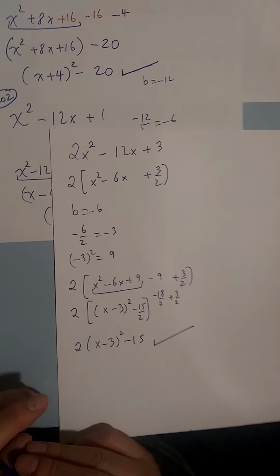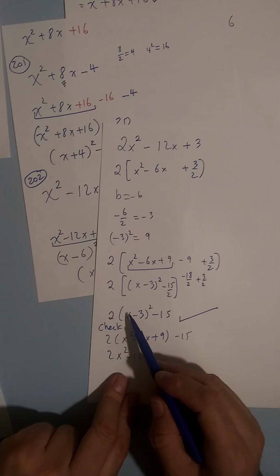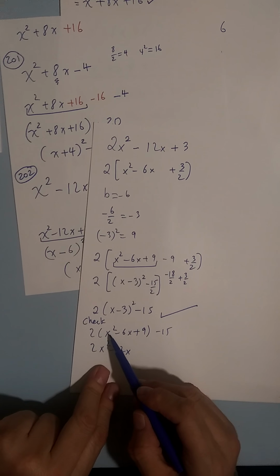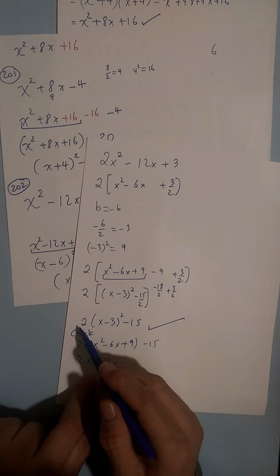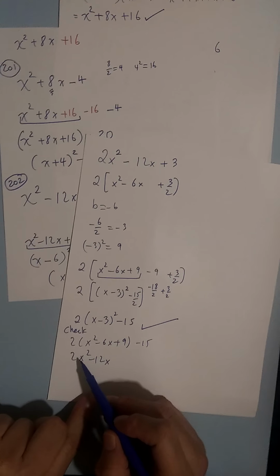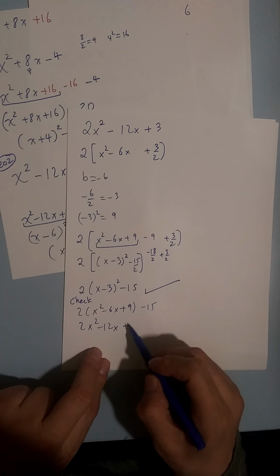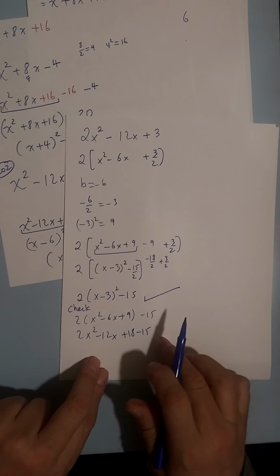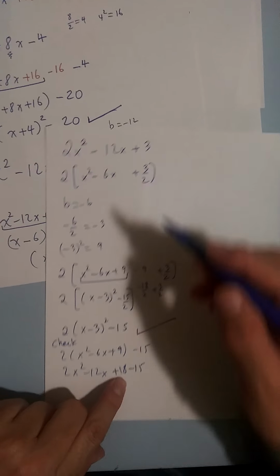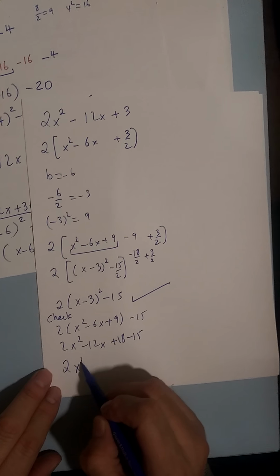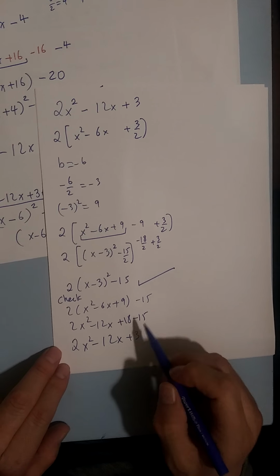You can check your result by expanding this. 2 times x minus 3 squared is 2 times x squared minus 6x plus 9. Minus 15 halves is on the outside, so it does not multiply the 2. Okay, so this is 2x squared minus 12x. 2 times 9 is plus 18 minus 15. And 18 minus 15 will give you the 3 that you started out with. So it's indeed 2x squared minus 12x plus 18 minus 15, which is plus 3. That's just to check.